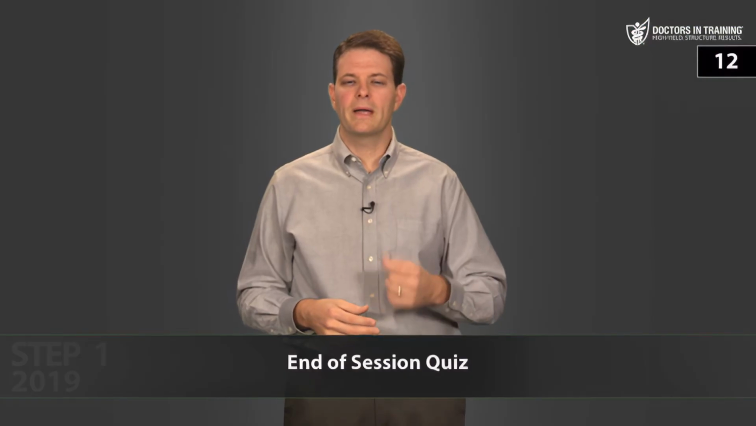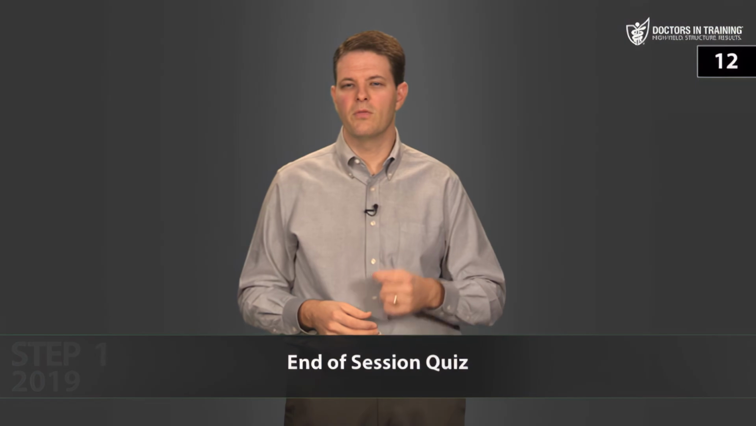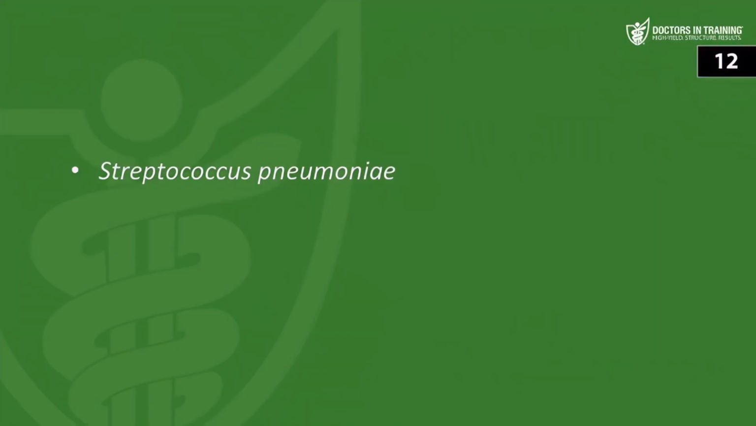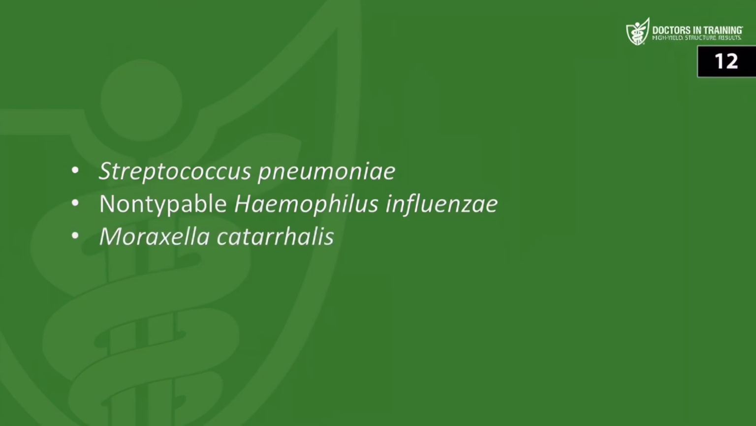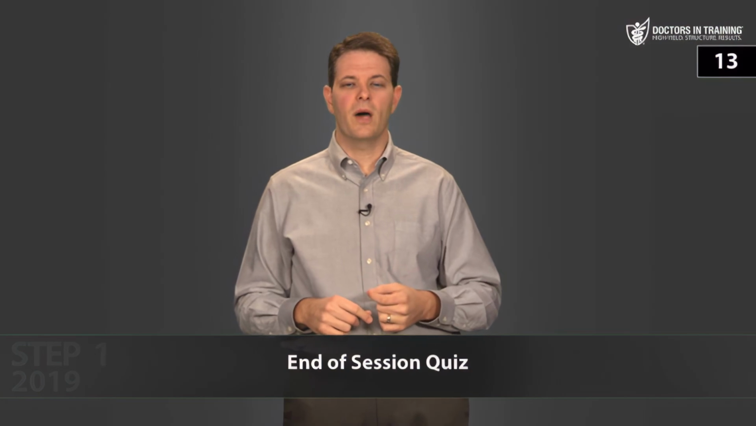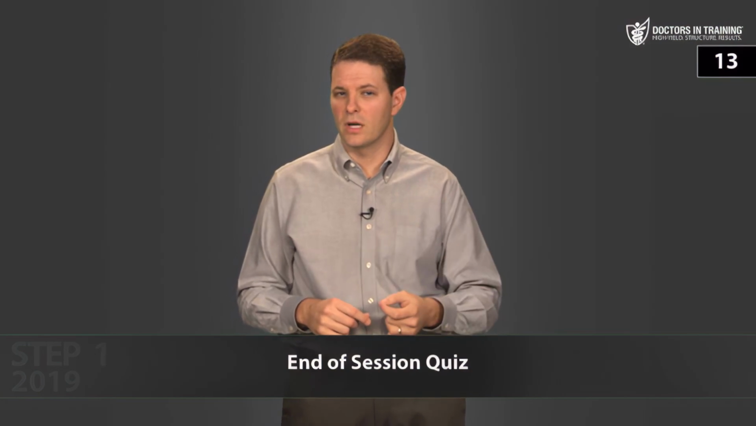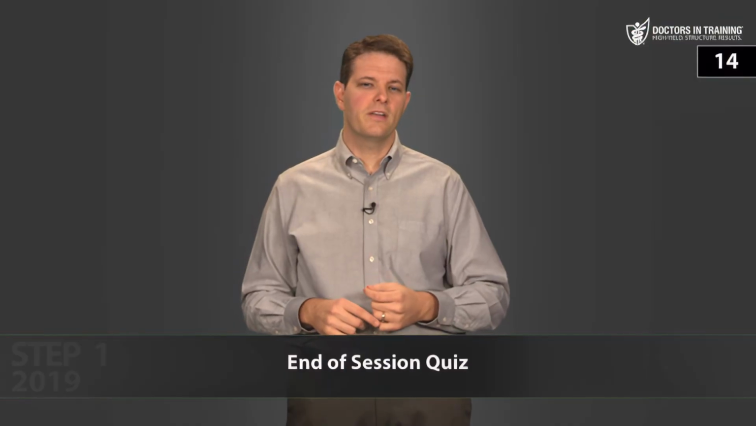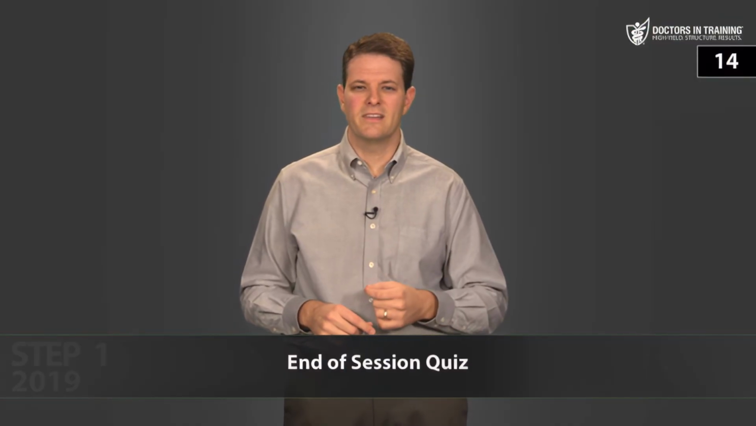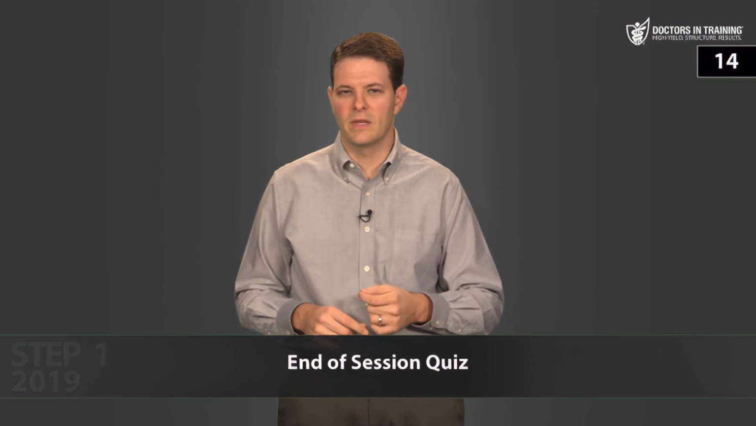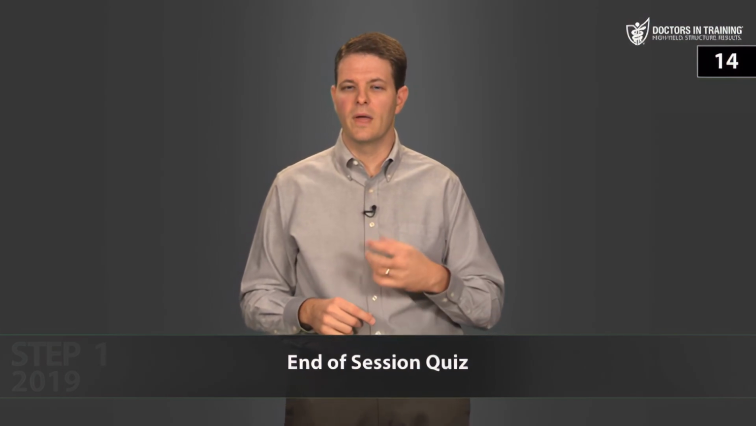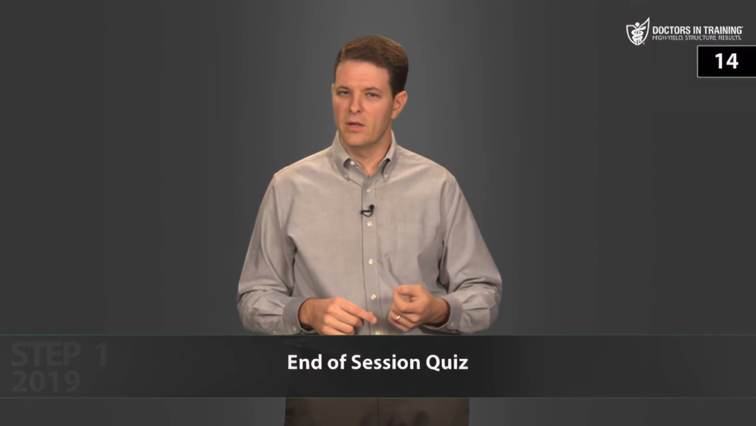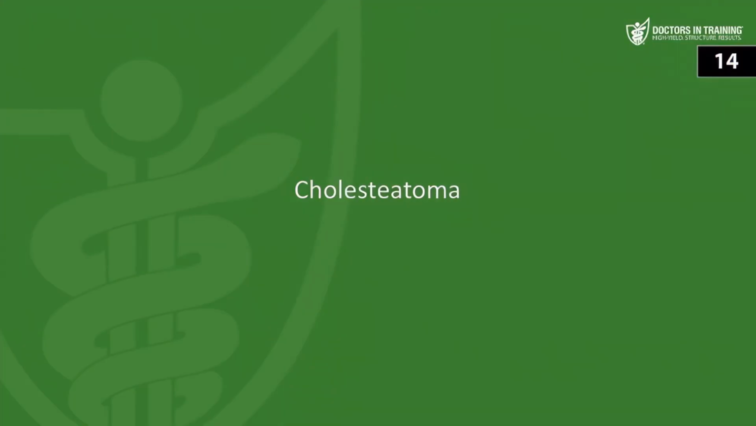Next, which bacterial organisms are most commonly responsible for acute otitis media? We mentioned Strep pneumoniae, non-typable Haemophilus influenzae, and Moraxella catarrhalis. Next, what bacterial organism is most commonly responsible for otitis externa? This is Pseudomonas aeruginosa. And the last one, chronic otitis media can sometimes result in a cystic lesion that's lined by keratinizing squamous epithelium, which could be metaplastic, that's filled with amorphous debris. What's the diagnosis? That's a cholesteatoma.